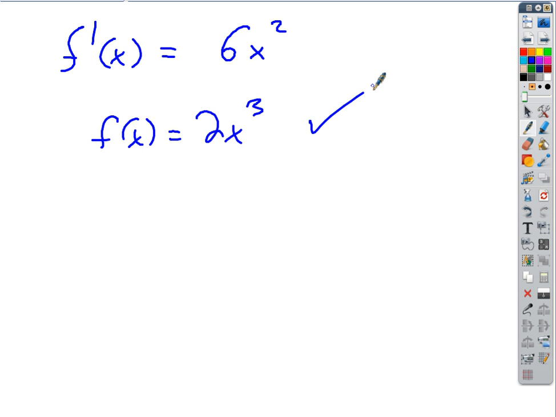That is, by the way, what an antiderivative is. It's essentially calculus Jeopardy, working backwards. If the answer, the derivative, is 6x squared, you're answering the question, what did I take the derivative of? Pretty basic stuff. So how about this one?